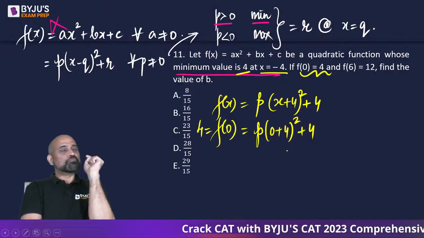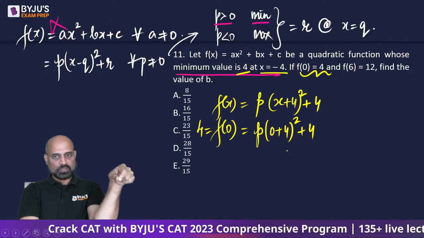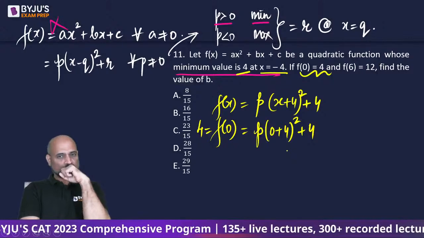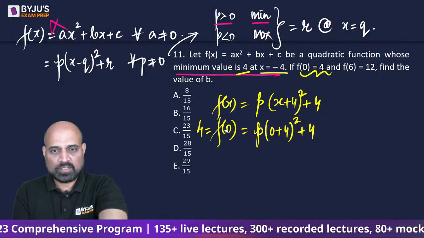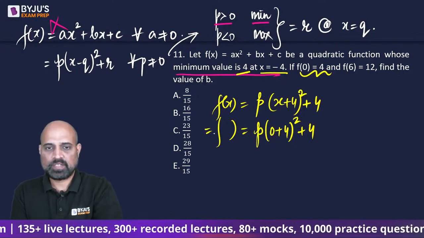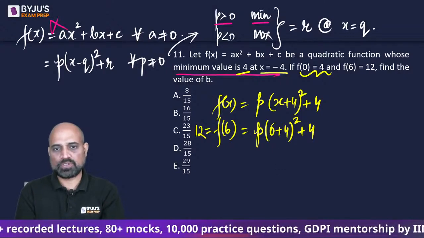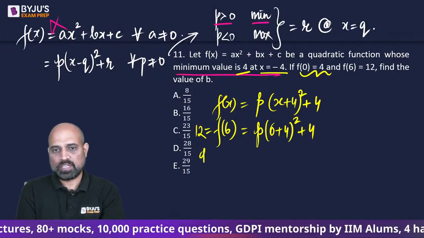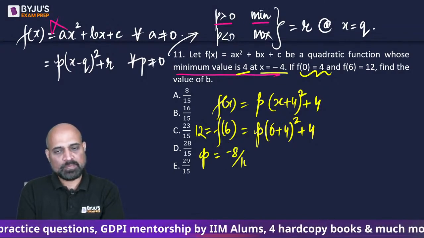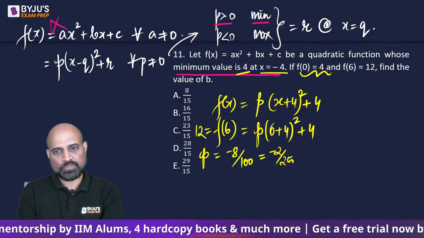How is it possible कि minimum value is 4 minus 4 पे और फिर 0 पे भी 4 है? That's not possible. If we take f of 6 is equal to 12, so this is going to give us p is equal to minus 8 by 100, which will result in minus 2 by 25.